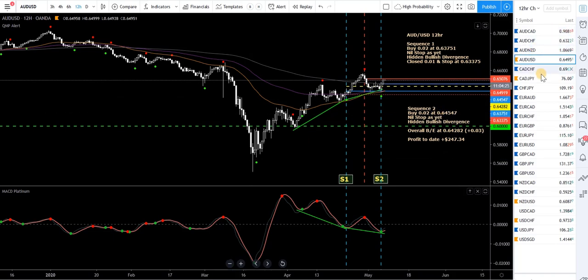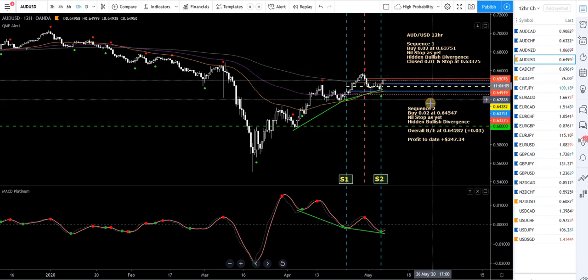This is my watch list on the right, all the pairs I'm trading. The ones highlighted in blue are ones I've got trades open. The ones in orange are the ones I'm going to discuss in this video, and ones without highlight are no trades. So let's start with the Aussie USD.